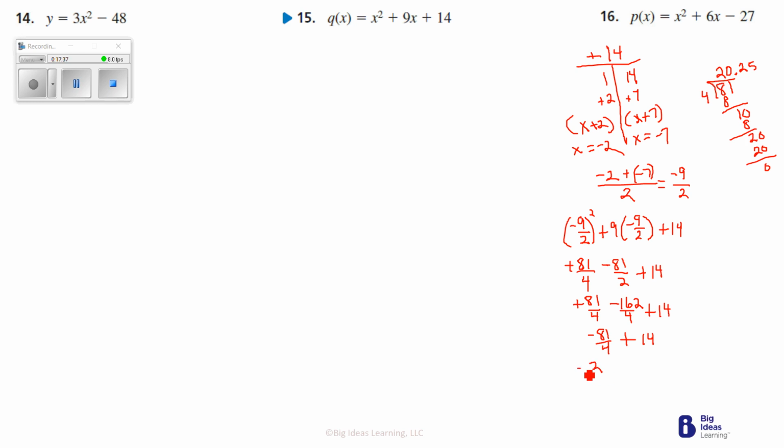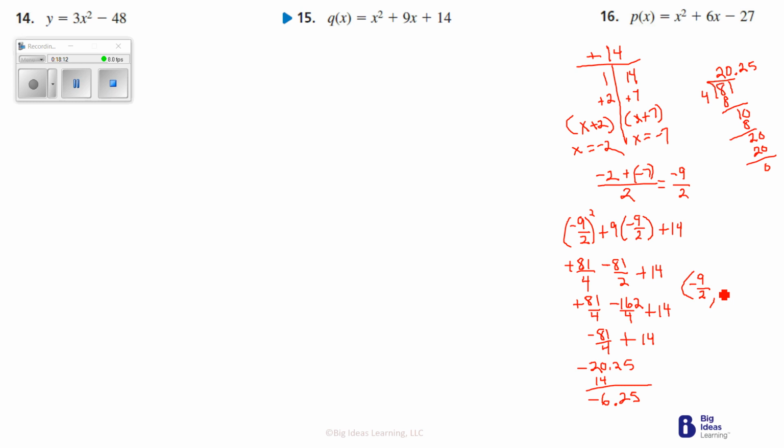So now we have negative 20.25 plus 14. Okay, remember, my signs are different. I find the difference. So this is going to be 25. Our decimal goes here. This would be a 6. And because our bigger number is negative, this would be a negative 6.25. All right, so our vertex should be at negative 9 over 2.